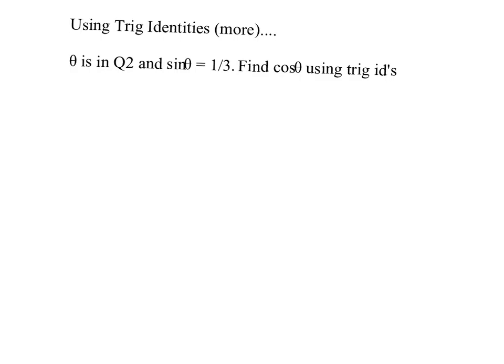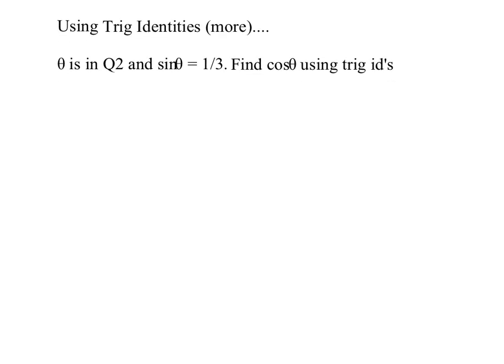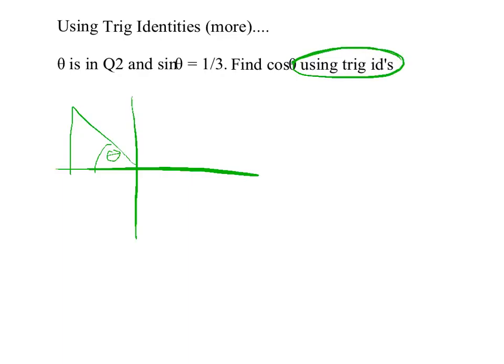All right, so we're just using some more trig identities here. Theta is in the second quadrant, so we can draw our picture, second quadrant. The reason that's good for us is not so that we can use a triangle, but so that we can know whether things are positive or negative. Now sine is 1/3, and we're trying to find cosine. So we're supposed to use trig identities. We're not going to use this triangle until we're talking about positives and negatives.